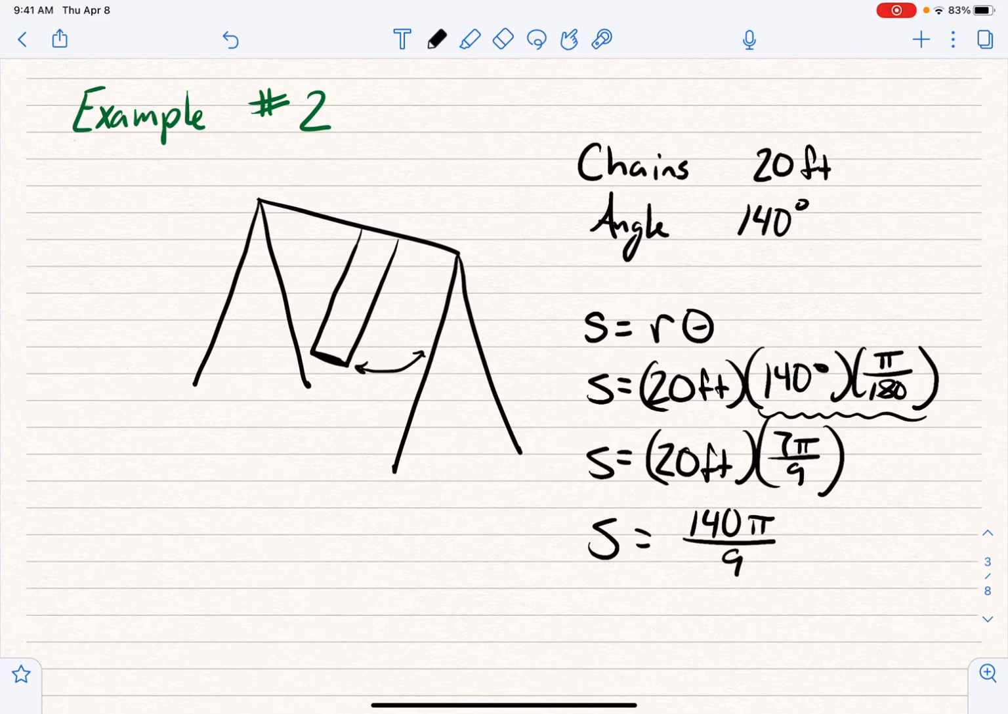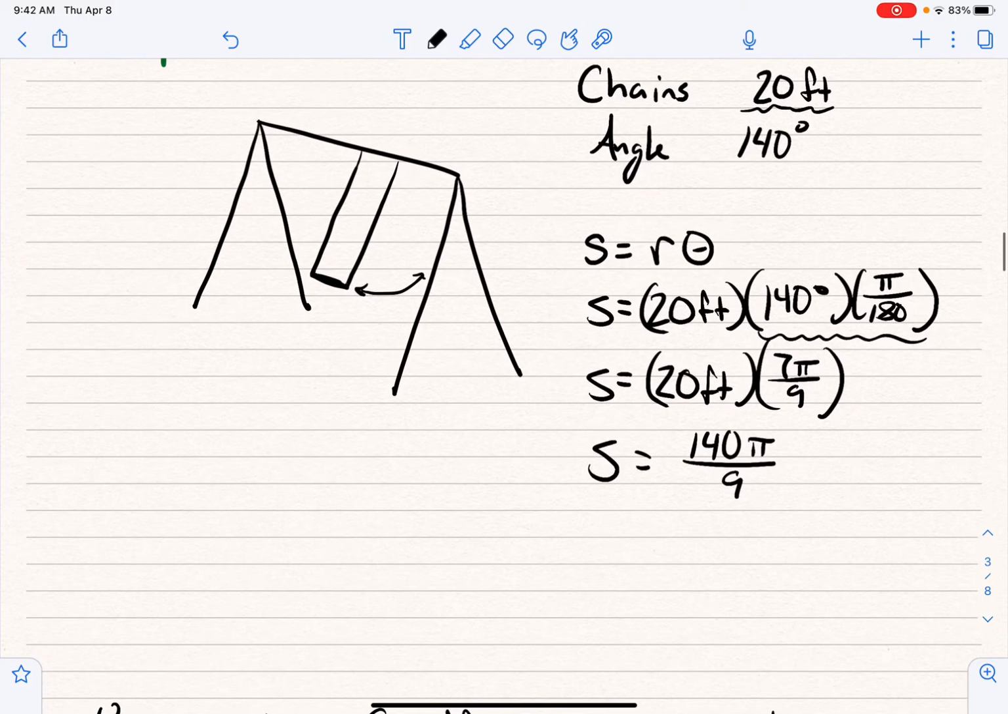Now, this is a real-world problem, and so I want a real-world answer. So I should plug that into my calculator: 140 pi divided by 9. That's going to be about 48.869. Everything's kind of pointing towards 2 sig figs. I went to the nearest degree. This says 1 sig fig, but let's just say 2 sig figs. So I'm going to say it's about 49 feet. That's pretty impressive. Now 20 feet would be long chains for this, but every time you swing, you're traveling 49 feet. That's pretty awesome.